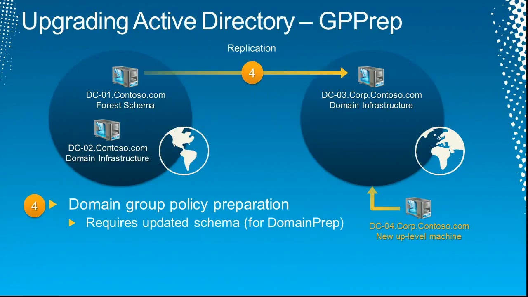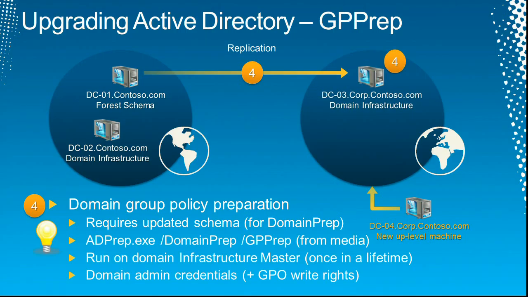And the other optional process is GP prep, and you will need that if you are upgrading from Win2K3, and it runs along with domain prep. You will need domain admin credentials, and also you will need to have GPO update credentials.